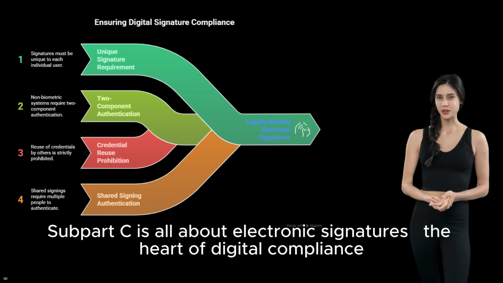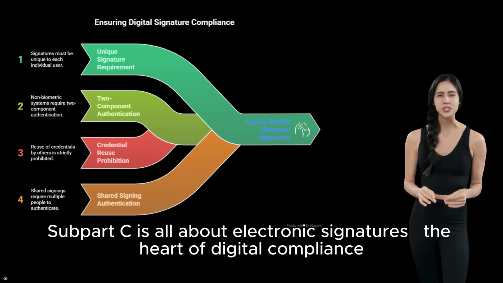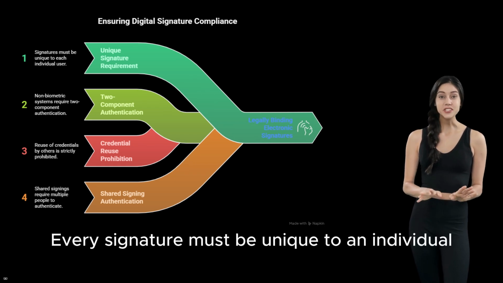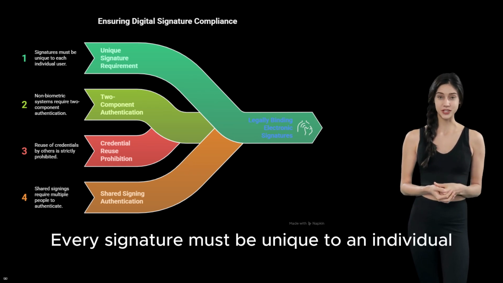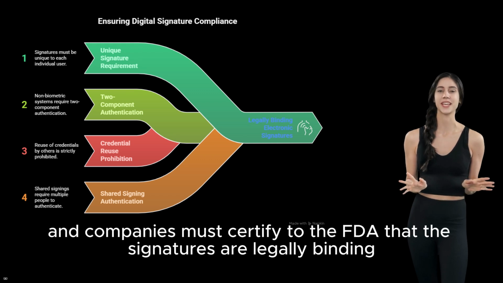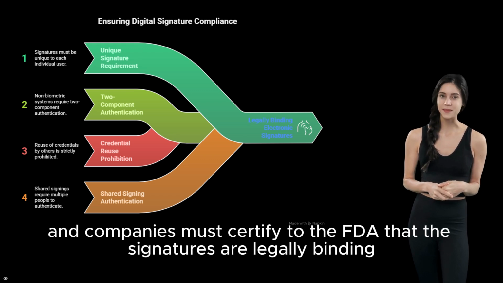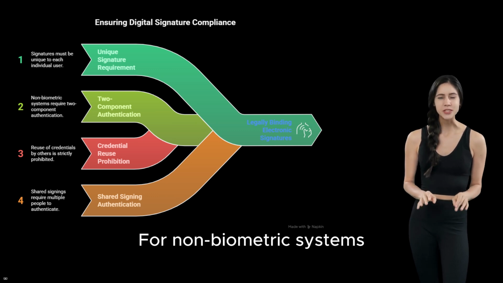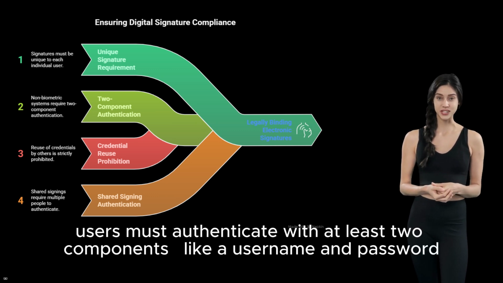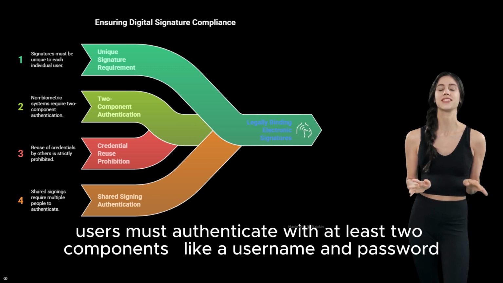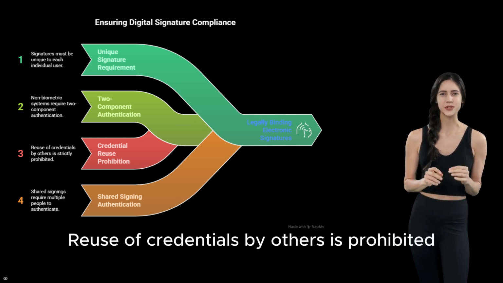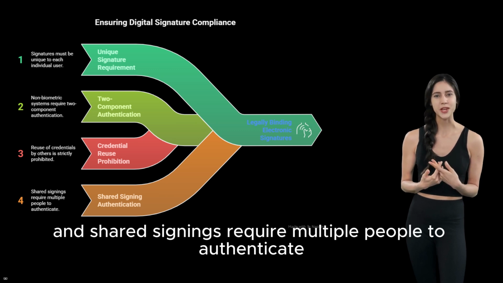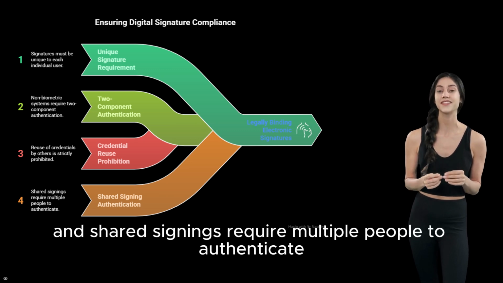Subpart C is all about electronic signatures, the heart of digital compliance. 11.100 General requirements. Every signature must be unique to an individual, and companies must certify to the FDA that the signatures are legally binding. 11.200 Signature components and controls. For non-biometric systems, users must authenticate with at least 2 components, like a username and password. Reuse of credentials by others is prohibited, and shared signings require multiple people to authenticate.